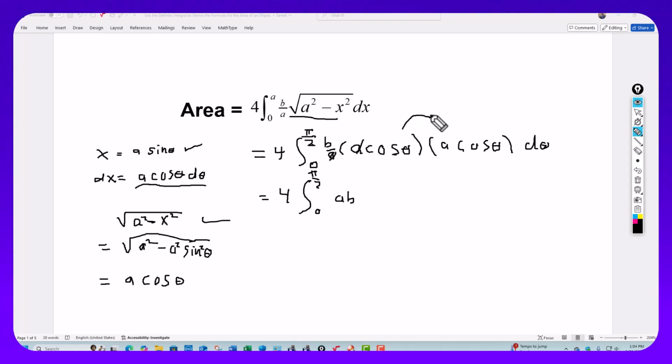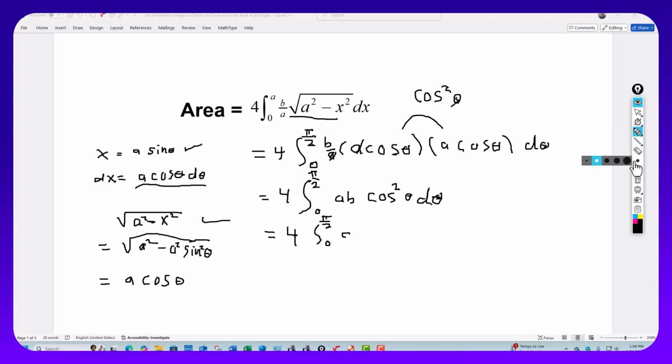And this right here then is going to give me a cosine squared theta. Again, one a canceled out, and I'm still left with ba or ab. And then I got cosine squared theta d theta. Now it's just a matter of integrating this from 0 to pi over 2. Now we do have a formula for cosine squared theta. We can reduce the power here.